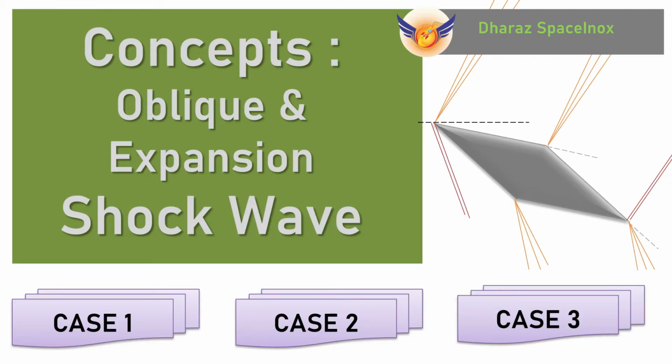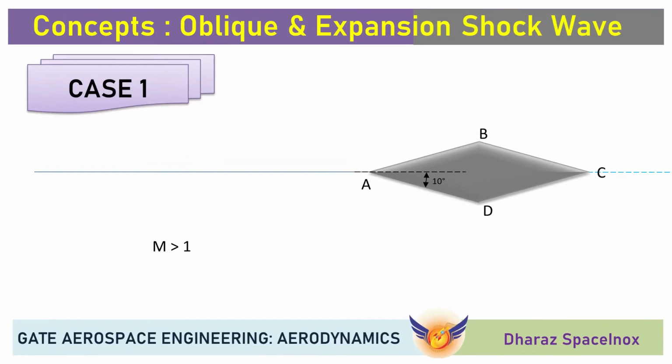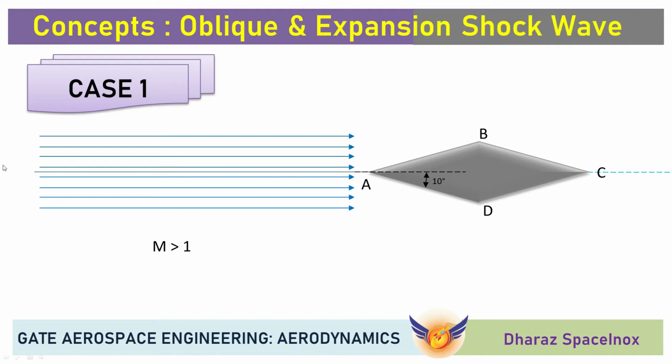So now moving forward to our agenda, here we are going to study 3 basic case studies. Now we will discuss these case studies one by one. Now consider the first case study. In the first case study, there is a wedge shape ABCD, which is named, and this wedge shape with the chord AC is lying at 0 angle of attack, where the wedge shape is provided with a 10 degree semi wedge angle.